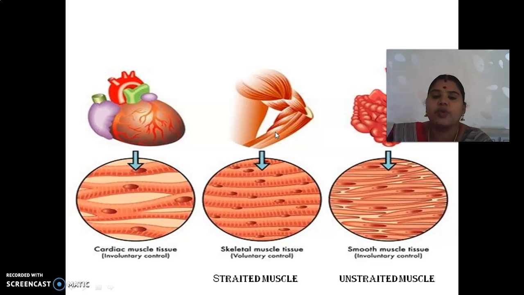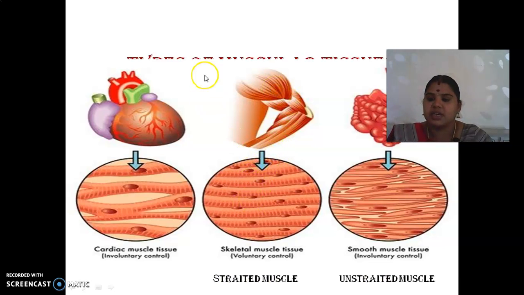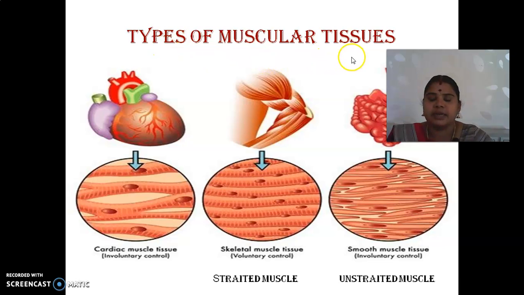And right now I want to explain to you about the cardiac tissues, that means the soft tissues. Okay. See here, first, types of muscular tissues. You can see the images here. So last class I revised this one. So here, what is the picture of this heart?